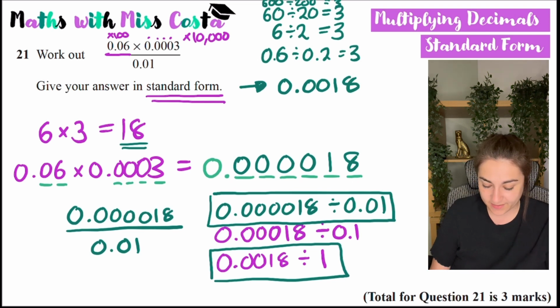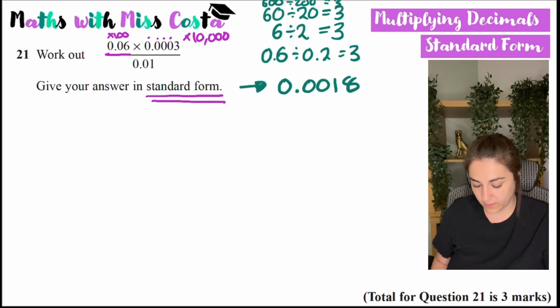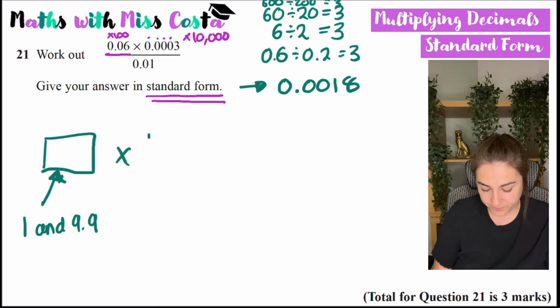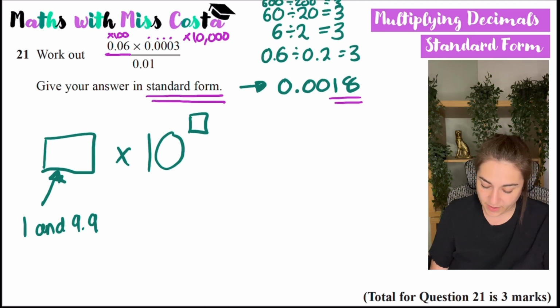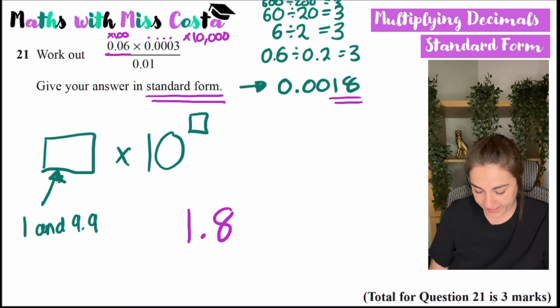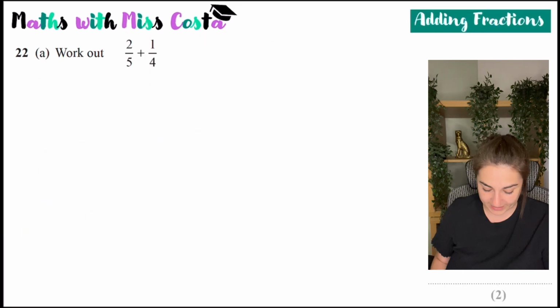And to write it in standard form, essentially you just need to write your value as a number that is between 1 and 9.9 and times it by 10 to the power of something. So to turn this into a digit between 1 and 9.9, I'd write that as 1.8, and then I'd multiply that by 10 to the power of, and what I do is I count how many zeros there are before my number starts. So 1, 2, 3, and because it's a small number, it's going to be 10 to the power of -3.